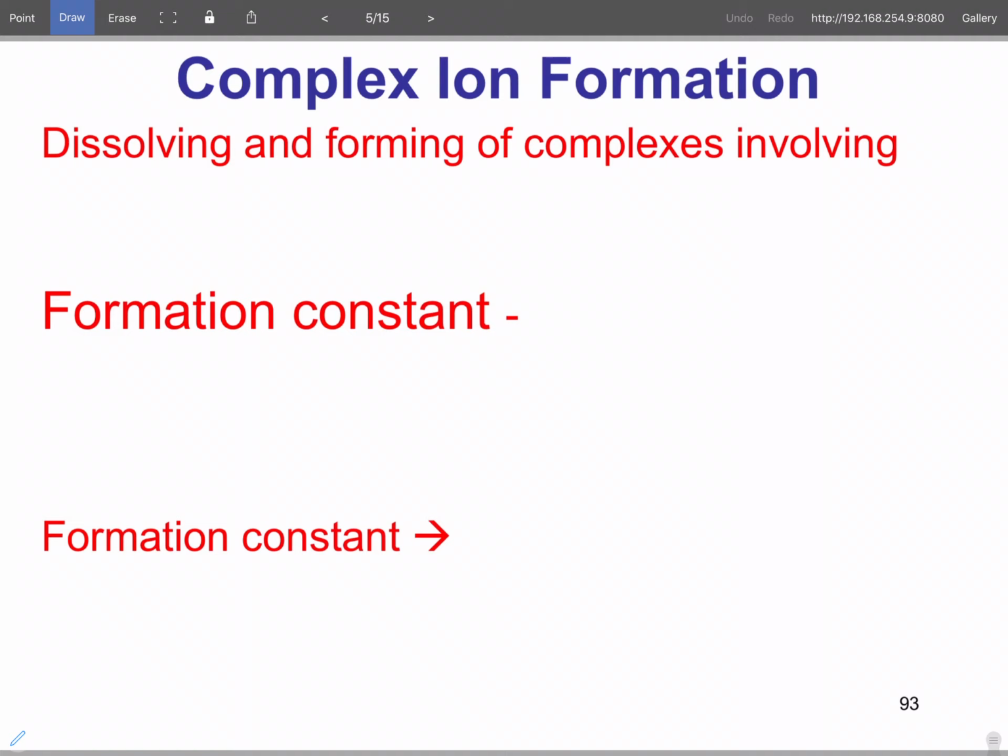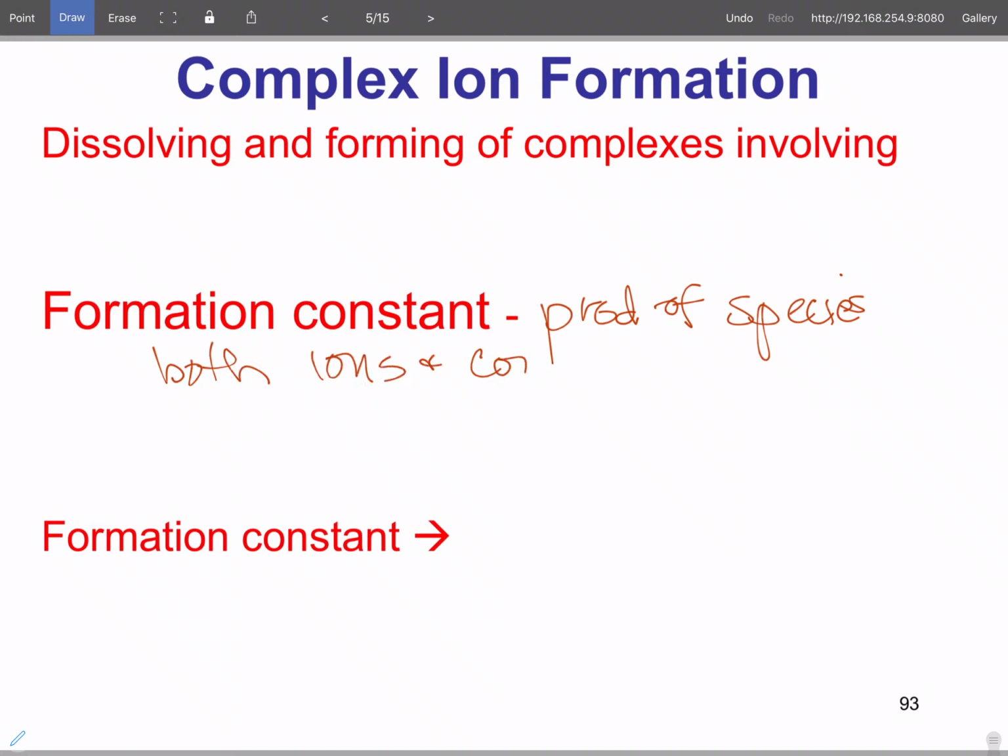The formation constant is the product of the species, both ions and complex, that are in aqueous form. So again, unlike solutions, which are solids and drop out, complexes still say aqueous. The formation complex is another K, but it's K of formation. And remember, it's the product over the reactants.